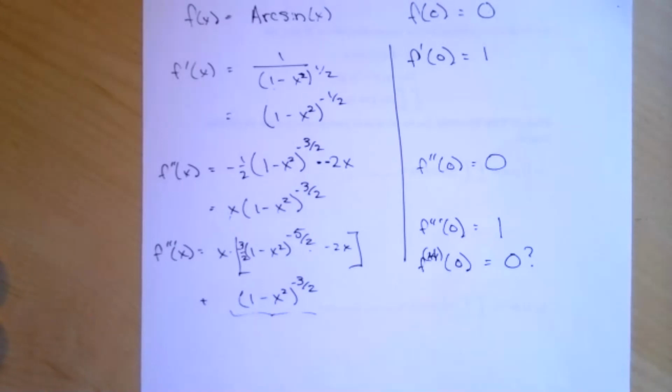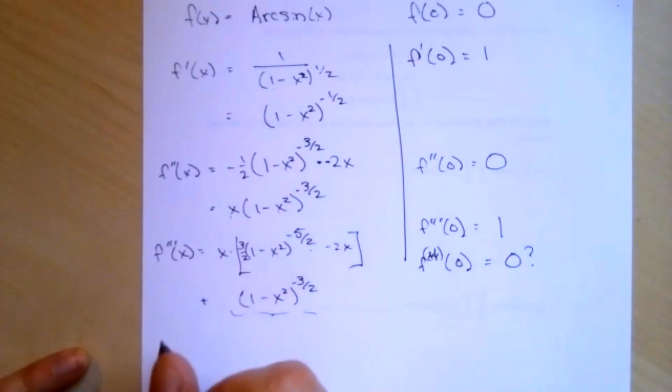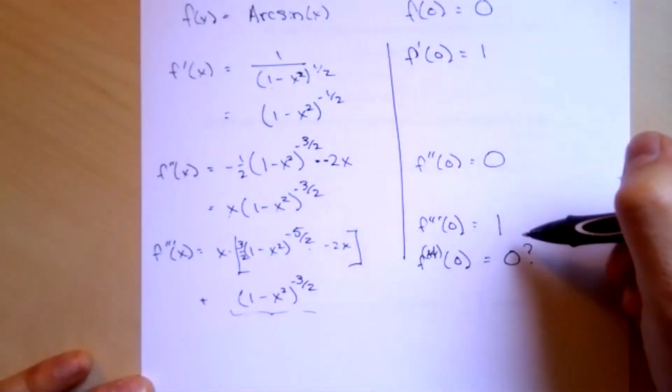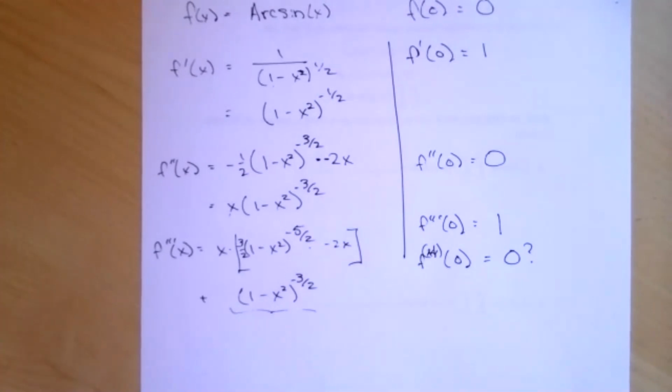Again, this is actually using the even and odd properties of sine. Arcsine is still an odd function. So you have to compute your fourth derivative and then somehow justify why we see the sequence of derivatives that we see.